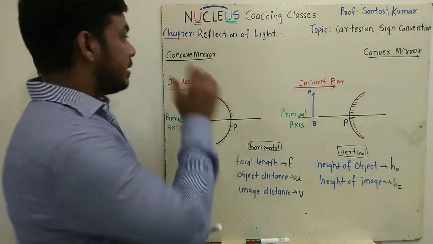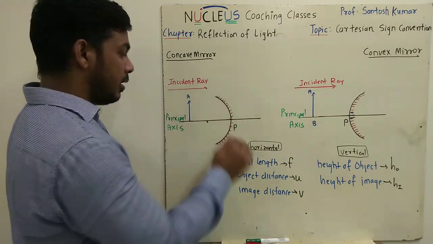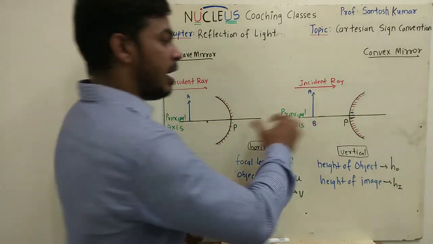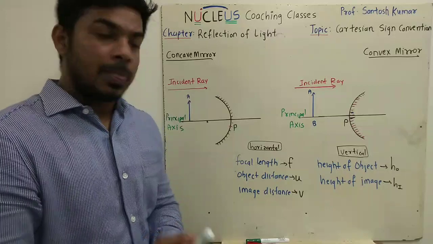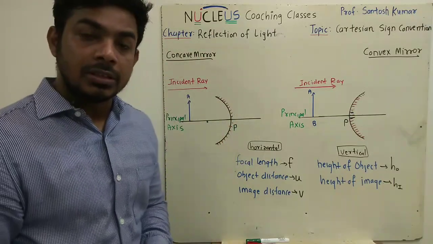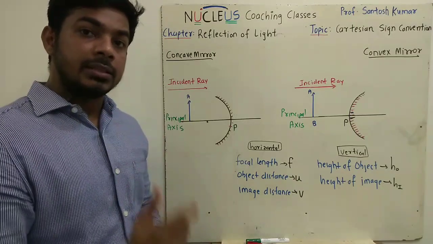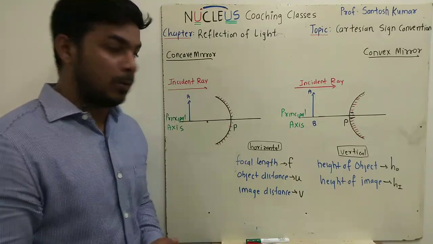So now I have considered concave mirror and convex mirror separately. I have drawn a concave mirror, marked principal axis and pole. I have drawn a convex mirror and marked principal axis and pole. Remember, in case of spherical mirror, according to Cartesian sign convention, pole is taken as a reference point. So any distance, if measured, is always measured with respect to pole.